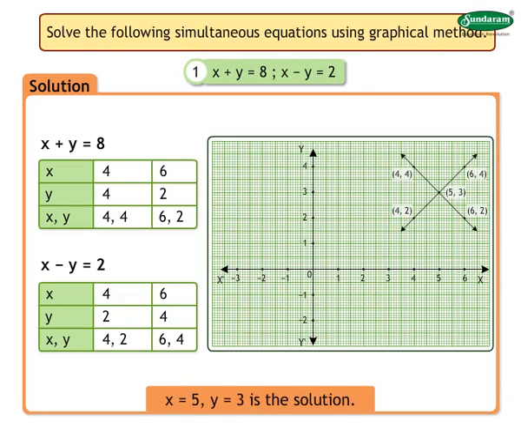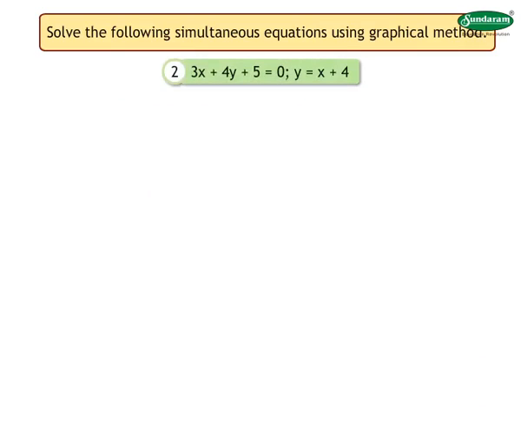The lines of the two given simultaneous equations intersect each other at (5, 3). Therefore, the solution of the given simultaneous equations is (5, 3). That is, x is equal to 5, y is equal to 3. Number 2. 3x plus 4y plus 5 is equal to 0. Y is equal to x plus 4.